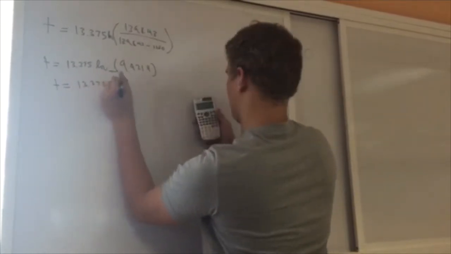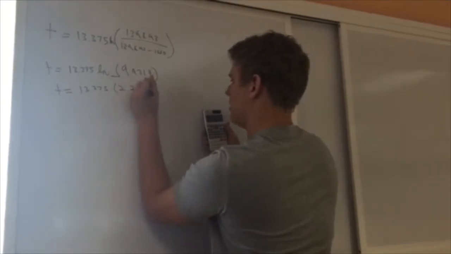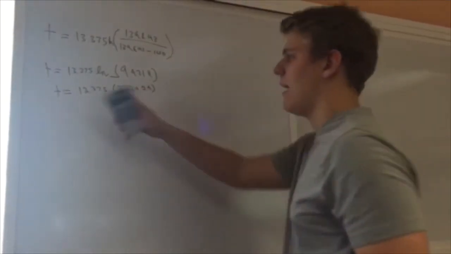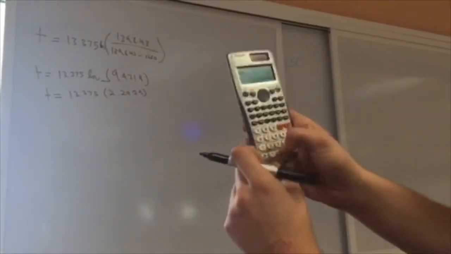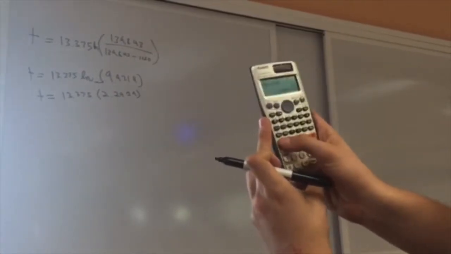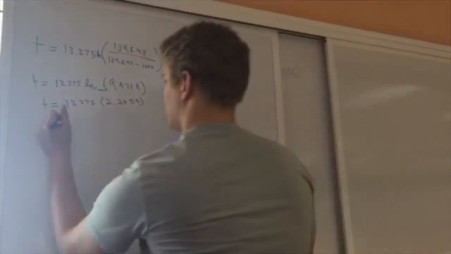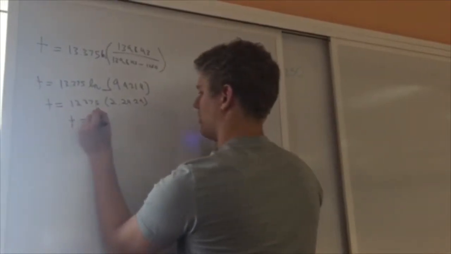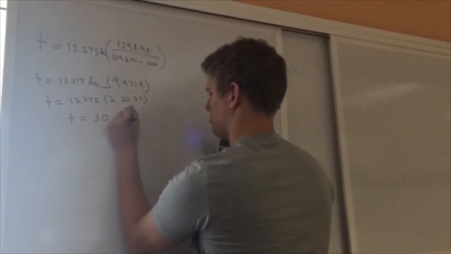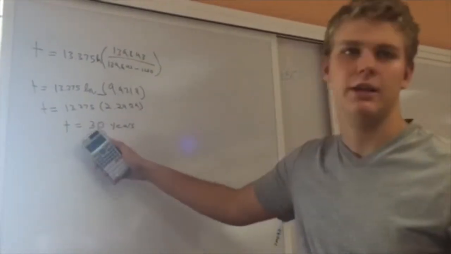T is equal to 13.375 times 2.2429. After this, you do this multiplication, the answer times 13.375. That's 30, rounded to 4 digits. So T is equal to 30 years. What we want to find out is how much you're going to pay in 30 years.